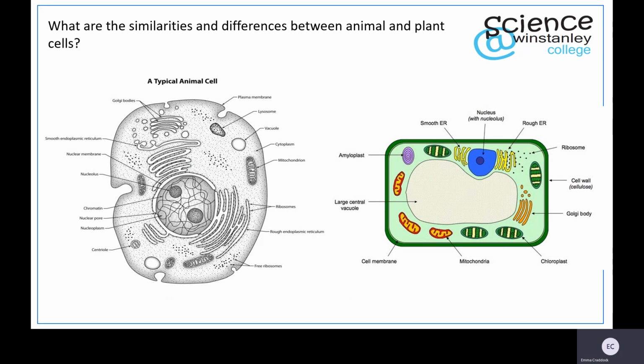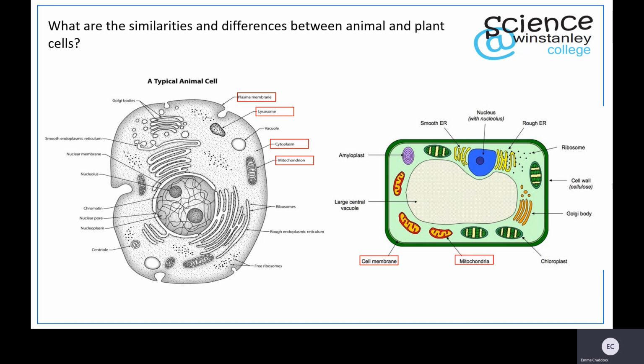So, what are the similarities and differences between an animal and a plant cell? We'll start with the similarities. Both cells have a cell or plasma membrane which allows for selective entry and exit of substances inside and outside of the cell. Even though it's not shown on the plant cell diagrams, both cells have lysosomes which contain those hydrolytic enzymes to break down macromolecules, and cytoplasm.